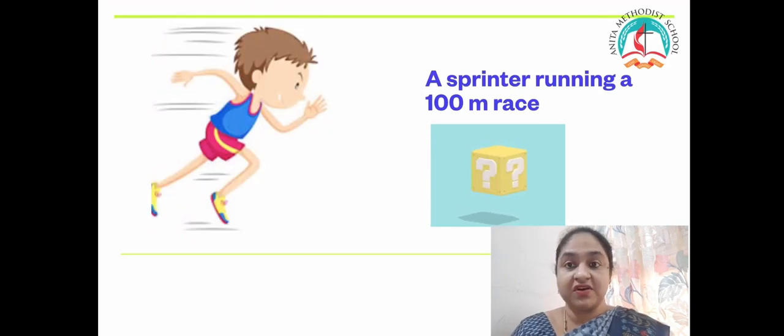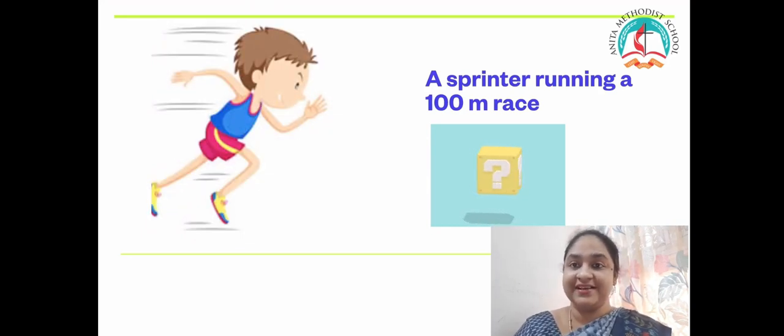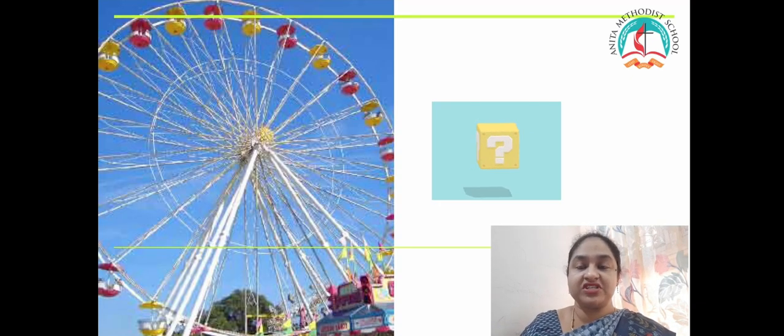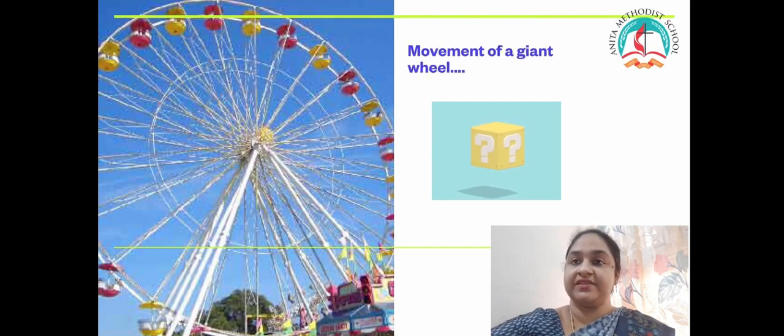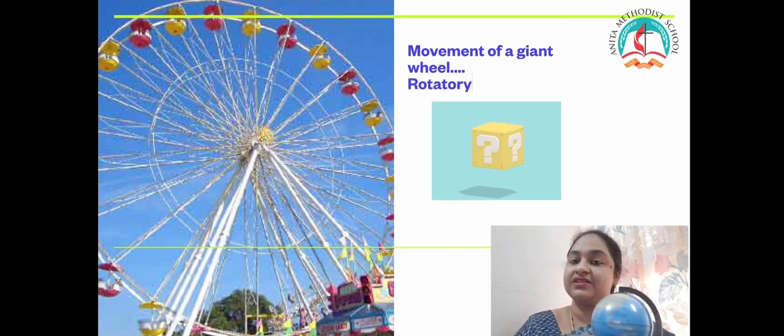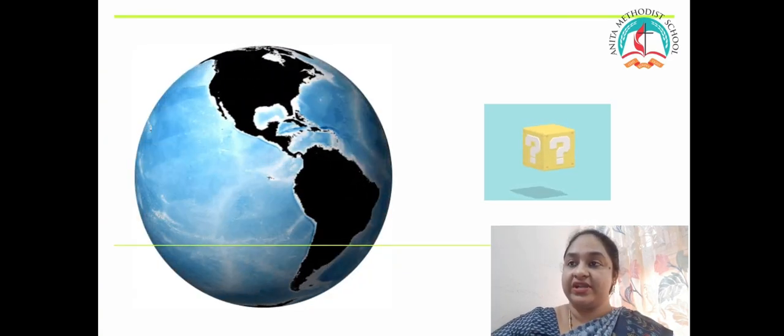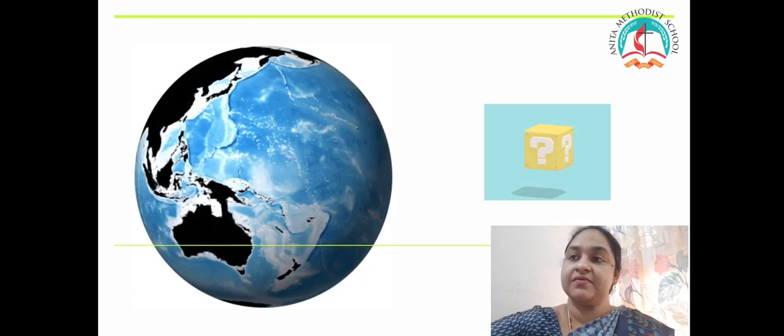Have you all enjoyed playing in a giant wheel? You feel thrilled, excited. Okay. So the movement of a giant wheel, what kind of a motion is it? It is rotatory motion. So now, you know already, the earth rotates on its axis. So we call it rotation or rotatory motion.